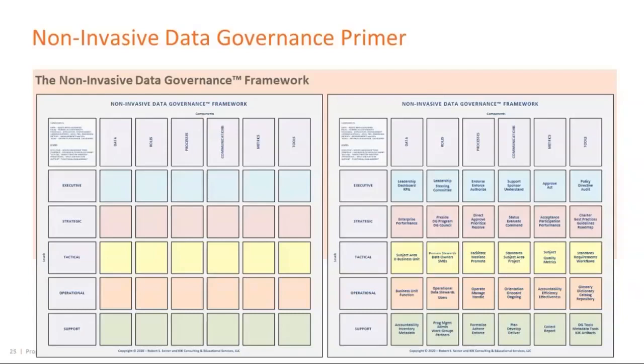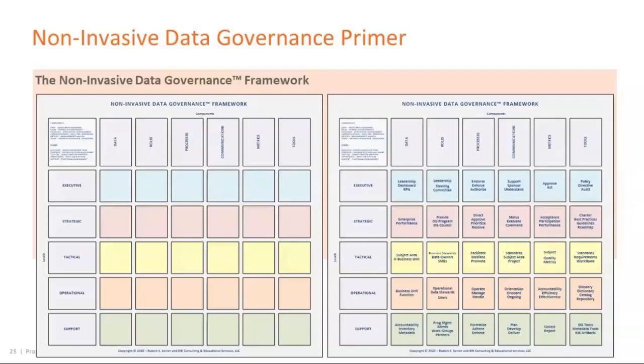So I want to share with you real briefly, and I could spend a whole lot of time on this slide but don't have the time, a basic data governance framework. I call it the non-invasive data governance framework because the version on the right-hand side of the screen shows how you would address each of those core components across the top with each of the different levels of the organization: the executive, strategic, tactical, all the way down to the support level. We've got to focus on those core components of governance in order to be successful. We need to address the data, the roles, and the processes, communications, metrics, and specifically the tools that we're going to use to get people to become active, to leverage the data and to build out the metadata in the way that we need to in order to provide a completely governed environment.